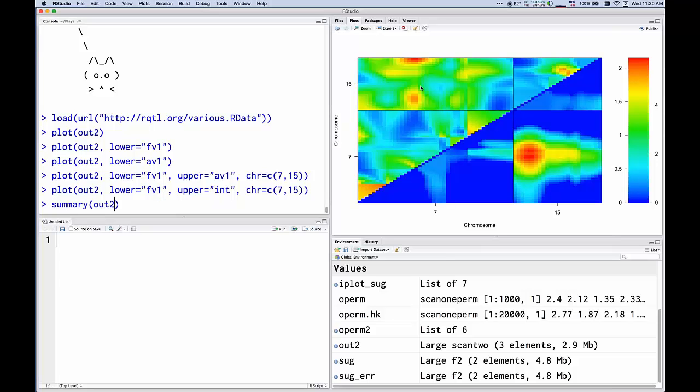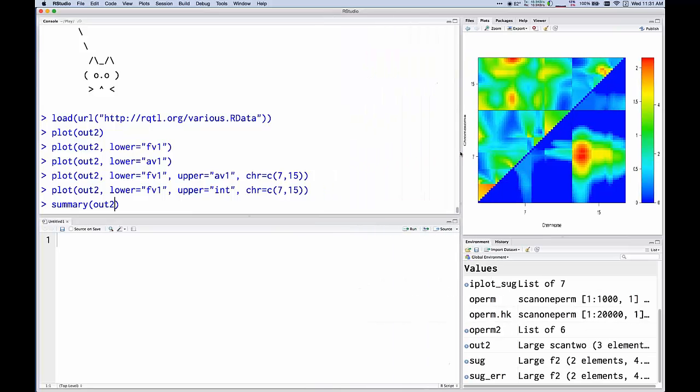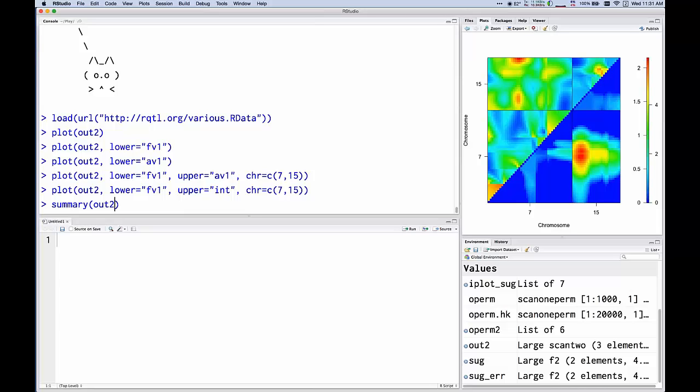The summary function is also useful for trying to make sense of these two-dimensional QTL scans. It is hard to make sense of without having done the 2QTL permutation test, which is a hefty computational burden, but in this case I've already done it for us. So if I do summary on the two-dimensional QTL scan output, I give it my permutation results that were very painfully obtained and a significance level.